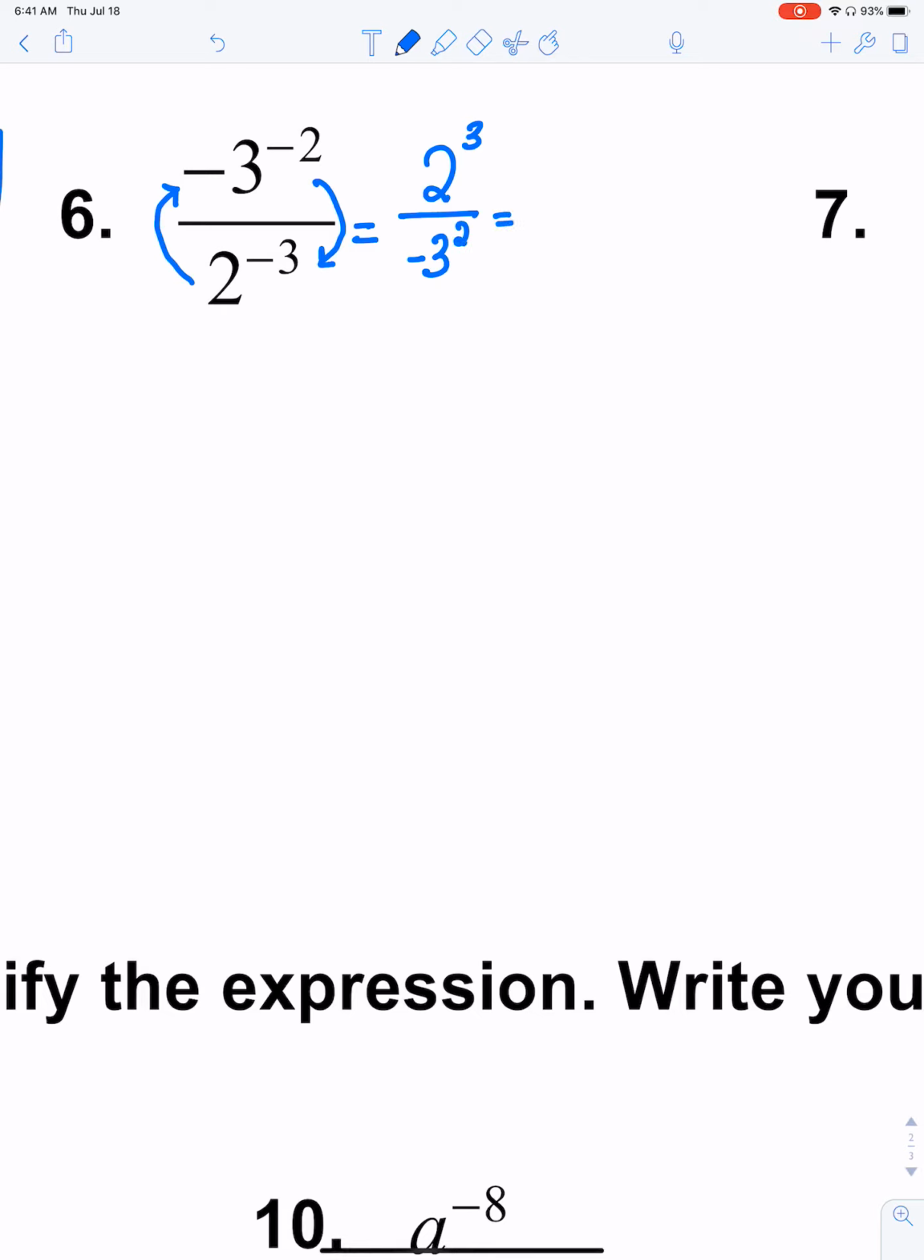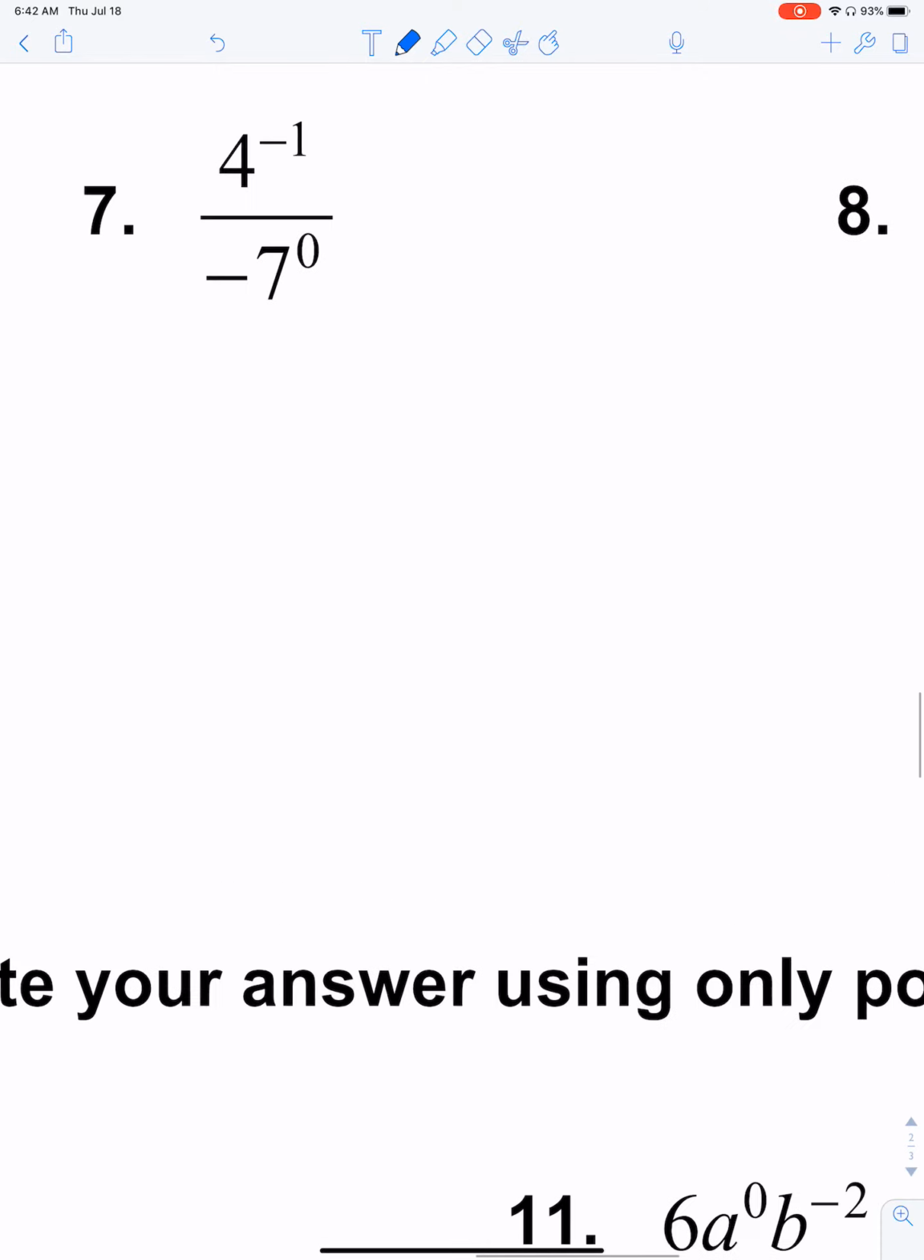2 to the third power, I know that's 8. 3 squared I know is 9. And with that negative out in front here, I have to put that out in front here. If it was negative 3 in parentheses squared, then it would be positive 9. But the negative is not in parentheses, therefore it just stays out in front. So your answer should be negative 8 over 9.